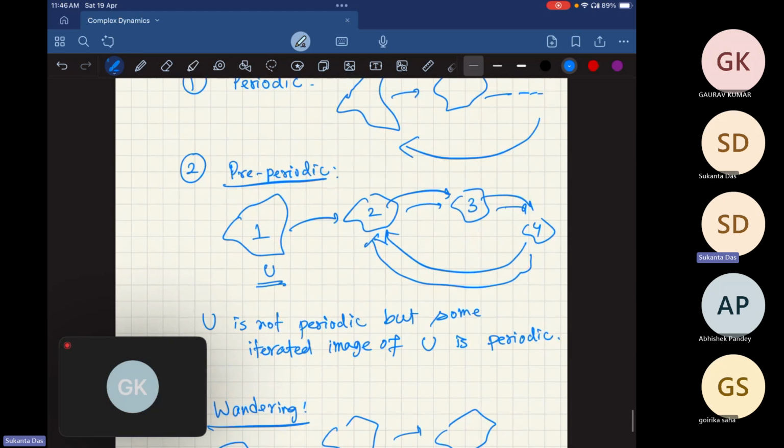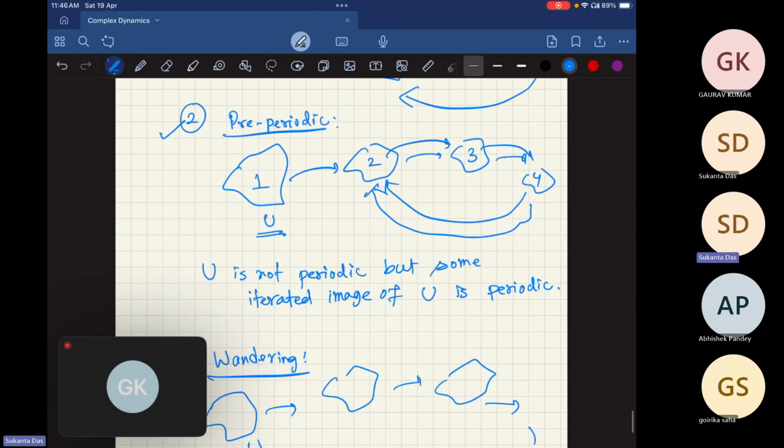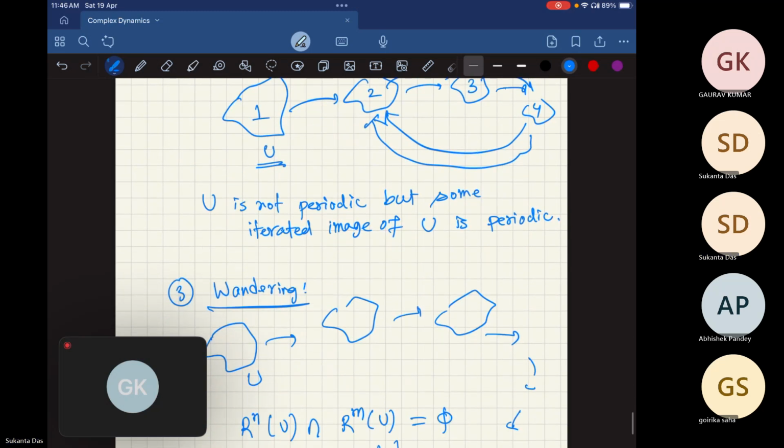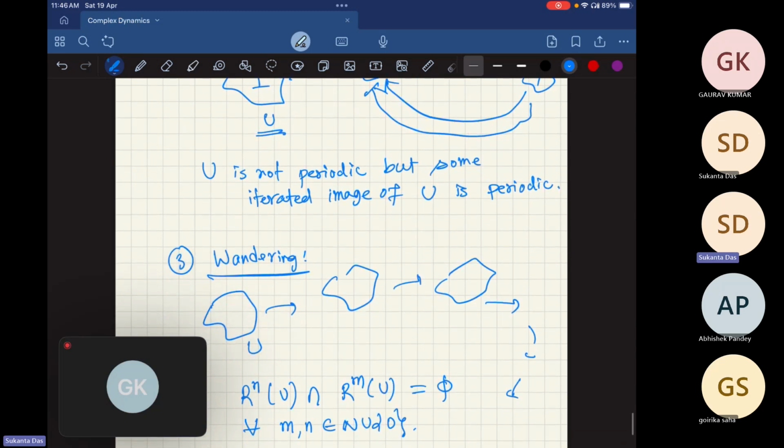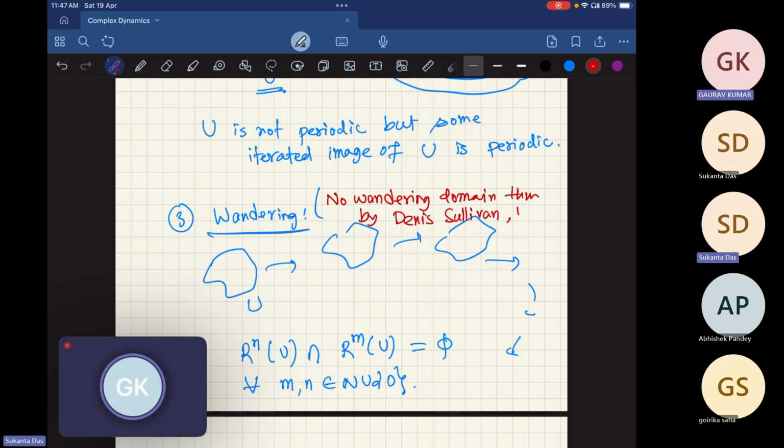So for the rational case, periodic Fatou components and pre-periodic Fatou components are the only Fatou components. There does not exist any wandering Fatou component for a rational map. This was proved by a big result called the no wandering domain theorem by Dennis Sullivan, for which he got the Abel Prize.